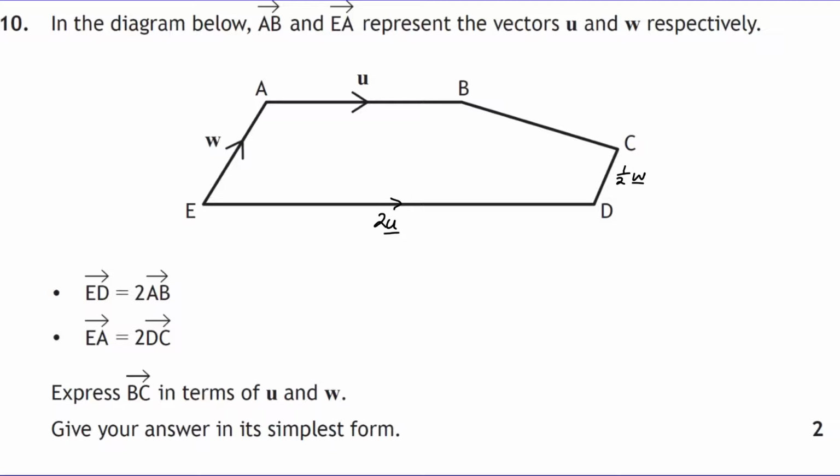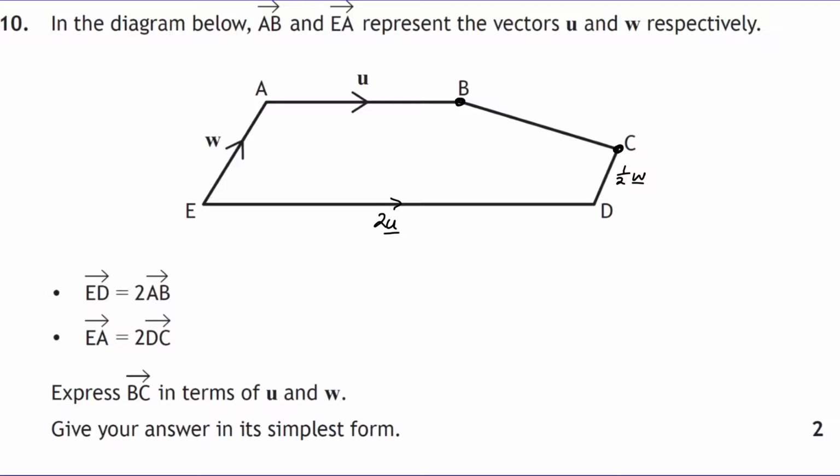So it's a good strategy to help deal with this type of question. We want to express BC in terms of U and W. So we want to start at B and get to C. The problem is we don't have an expression for this movement in terms of U and W, so instead we're going to have to go all the way around. We're going to start at B and then go to A.